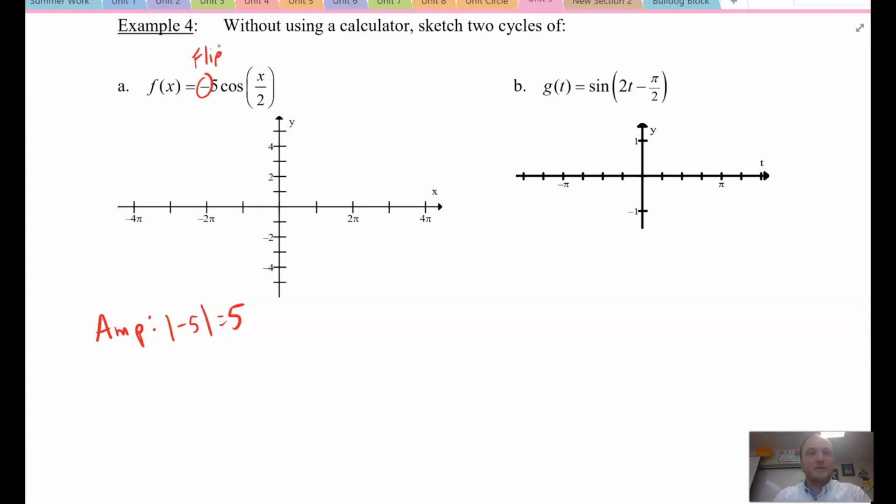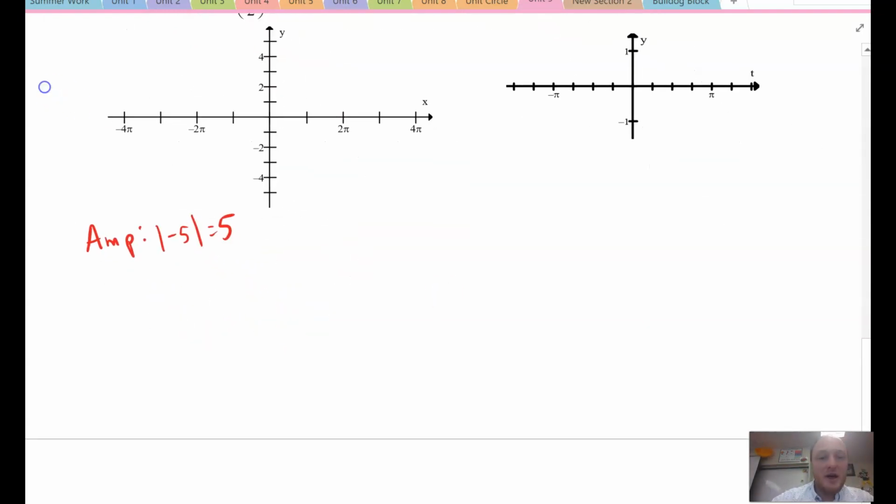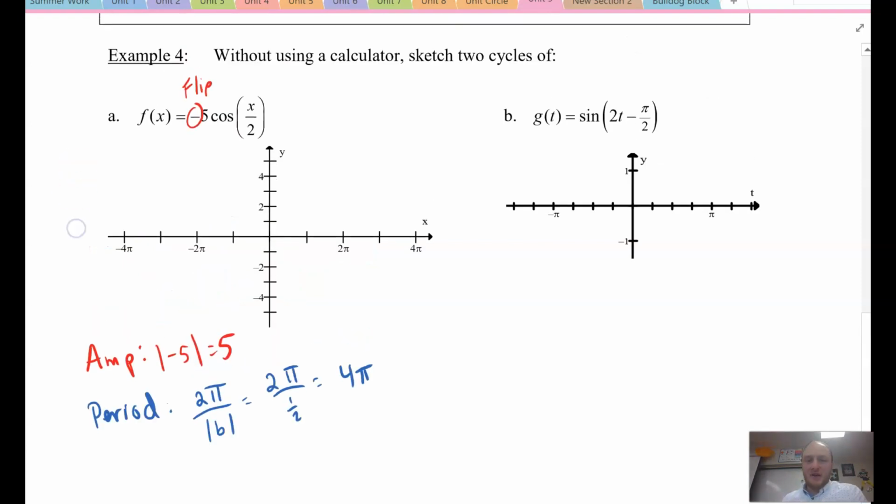Also, what we have is a b value, which is 1/2, right? So our period is going to be 2 pi over the absolute value of b, which in this case is 1/2. So 2 pi over 1/2, which is 4 pi. Okay? All right. So knowing about cosine, okay, so cosine normally starts at a maximum of 1, right?